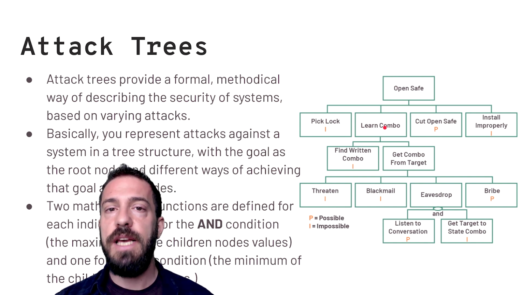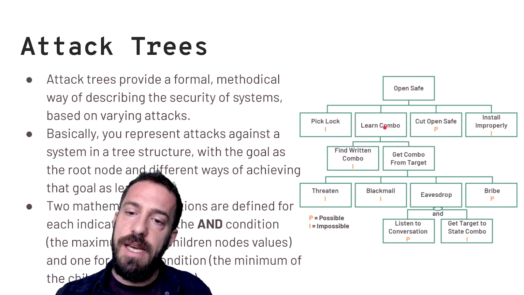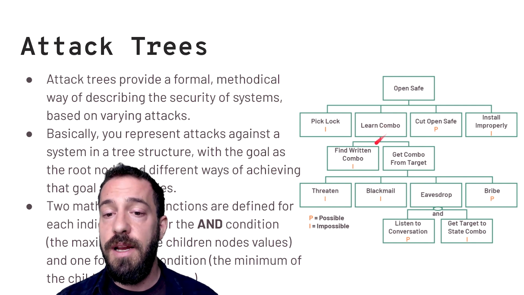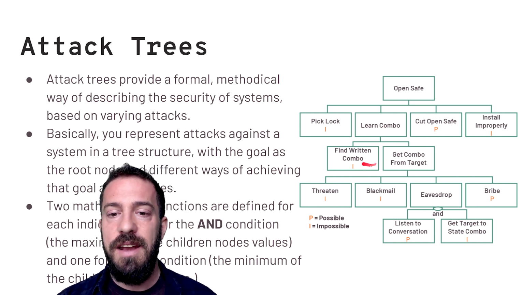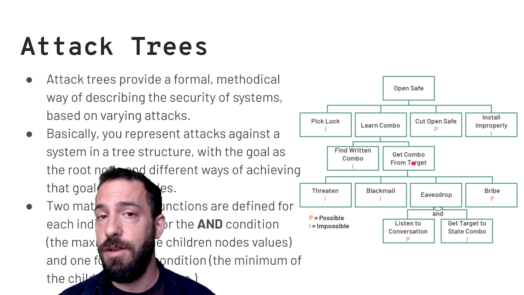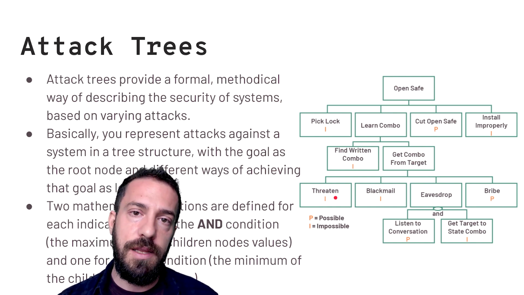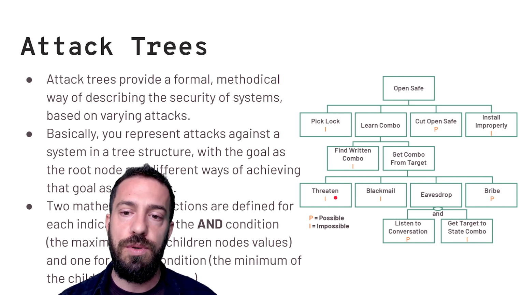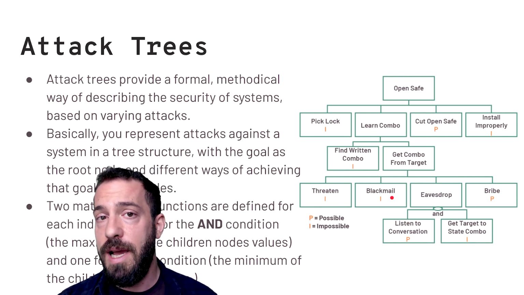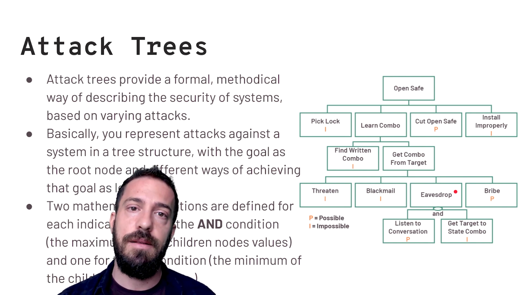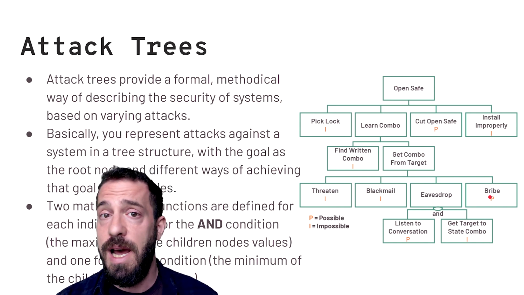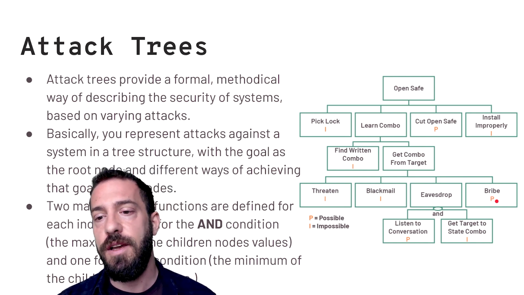And learning the combination also has its own tree underneath. You can learn it by finding it somewhere, or you can try to get it from the target. And finding may be difficult, getting it from the target may be easier. You can get it also in various ways. You can threaten the individual who knows the combination. You can blackmail them. You can eavesdrop, so you can hear the person saying it, or you can bribe the person to give you the combination.